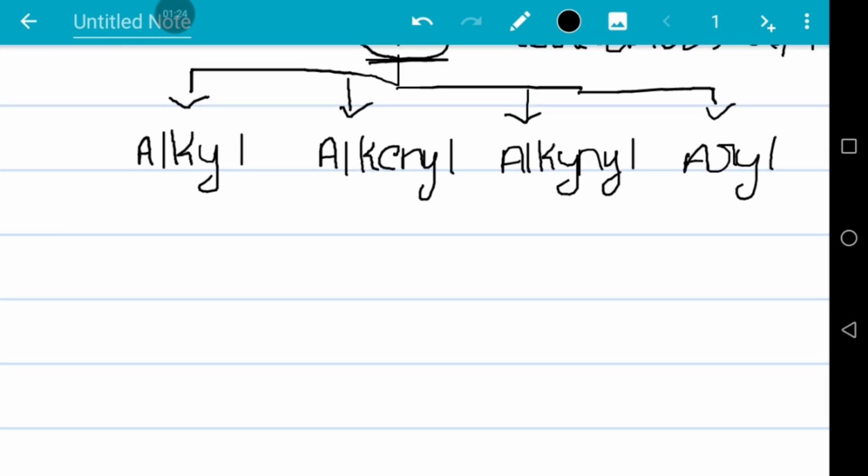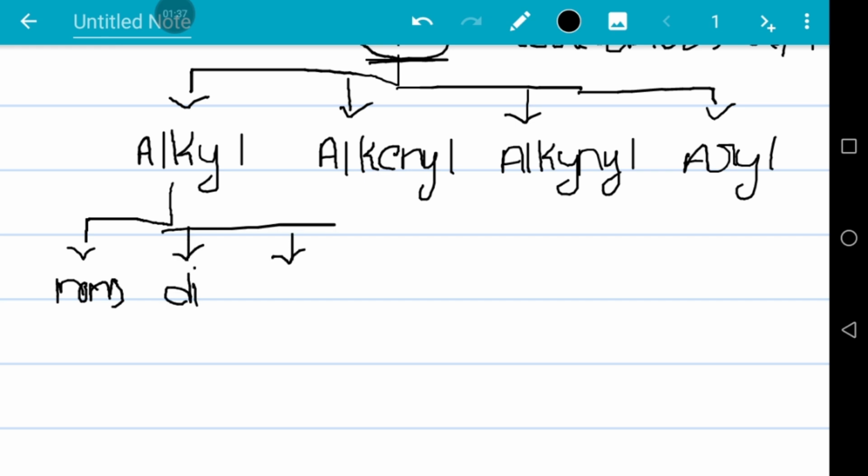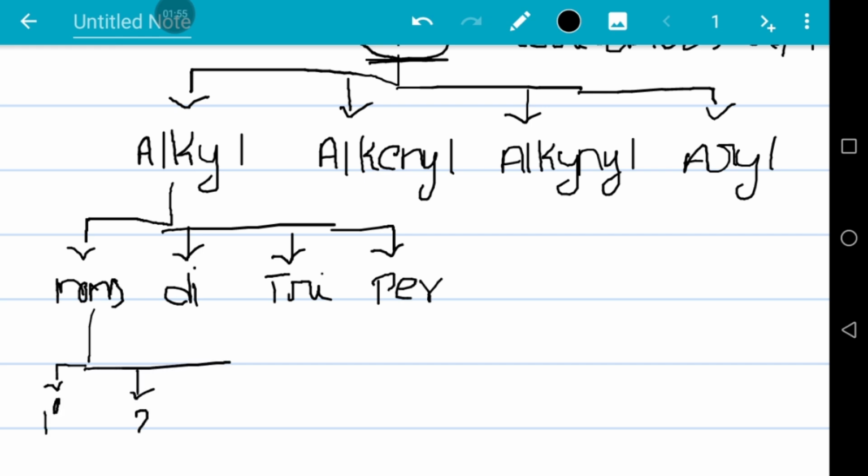Now, this alkyl halide is again classified into different types. That is the monoalkyl halides, second one is the dialkyl halides, and next one is the trialkyl halides. Next one is the polyalkyl halides or perhalo compounds. Again, the monohalogen compounds are classified into primary halides, second one is the secondary halides, and the third one is the tertiary halides. So this is one of the classifications.